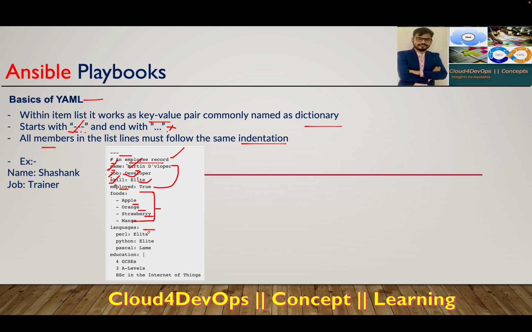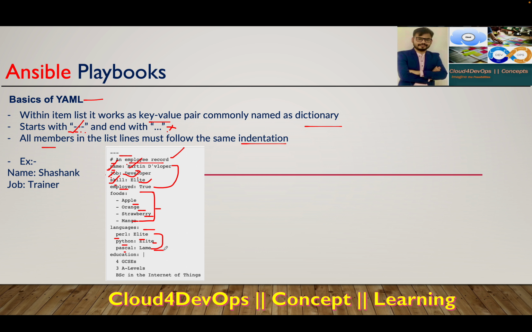Again, we have language. This is what we call a dictionary, a key value pair. Key is Perl, value is elite. Key is Python, value is elite. Key is Pascal, value is lame. So that's what YAML is all about.